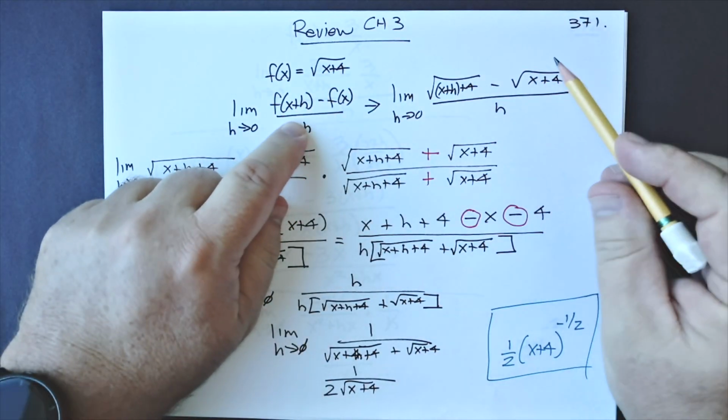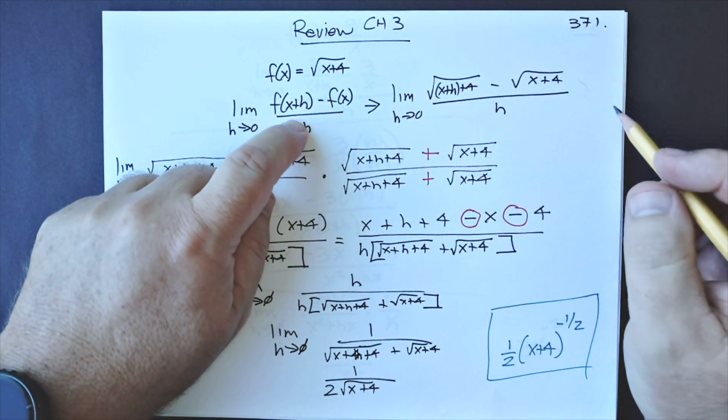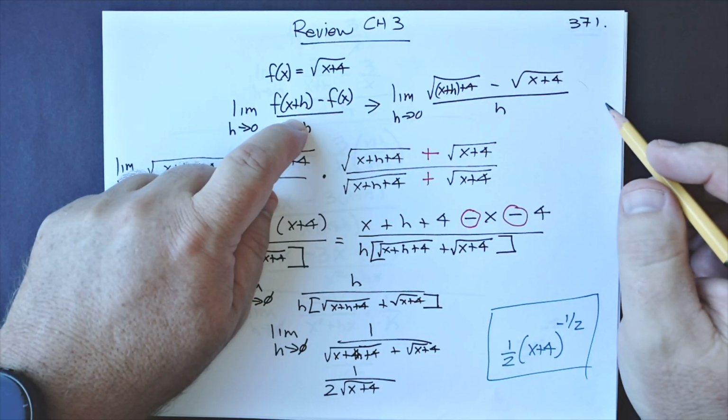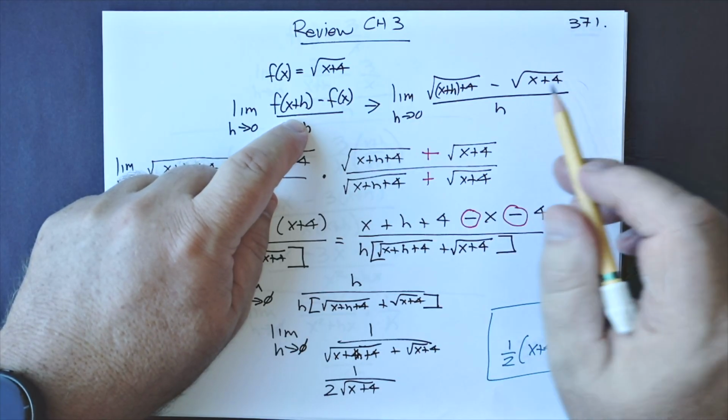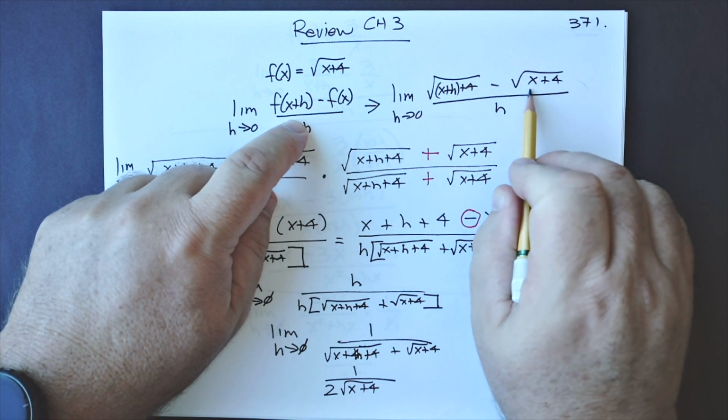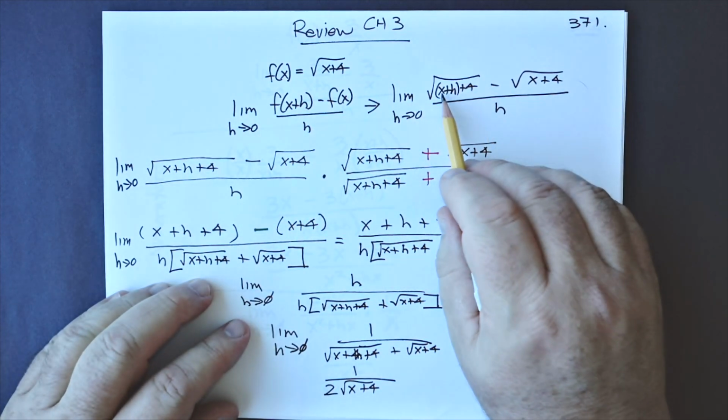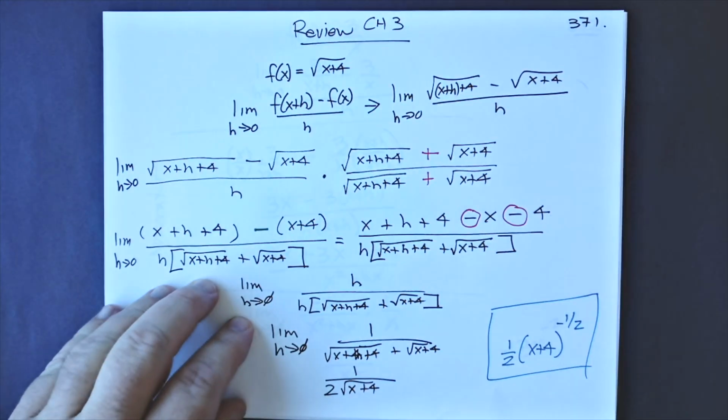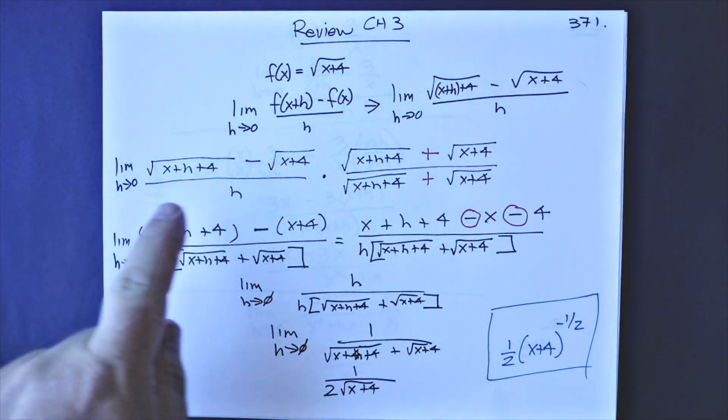And then remember, for f of x plus h, we're just going to substitute x plus h every place we see an x. So there's an x right here in our f of x, and so I'm going to substitute x plus h in there. And then that gets us to this point, so this is what we look like.